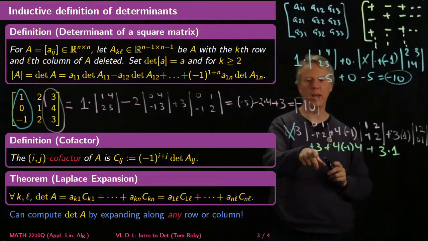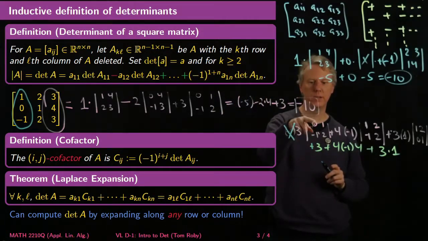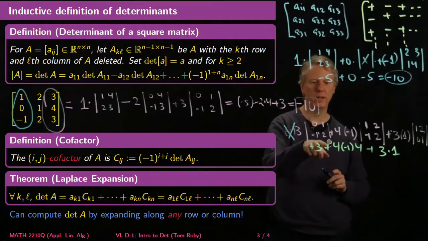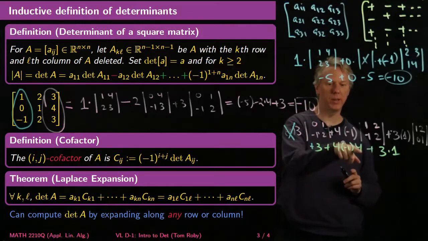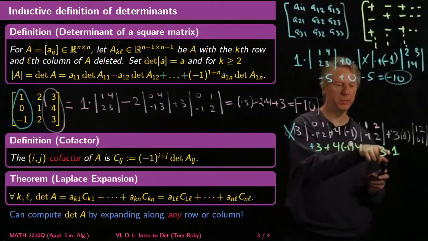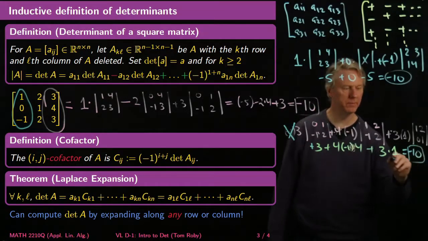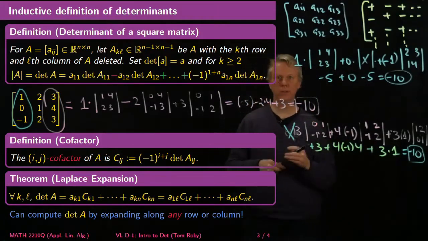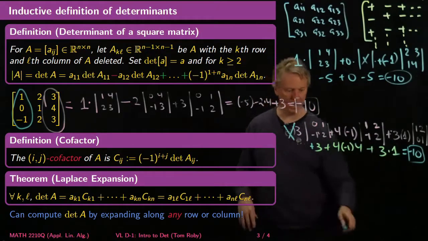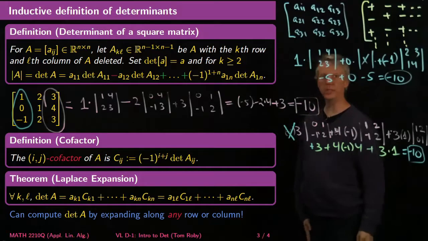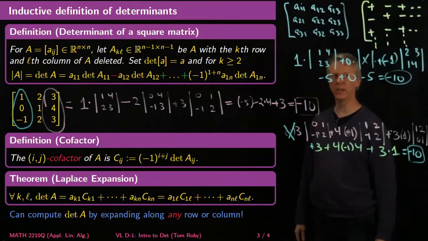And there we go. So now I have 3 times, again, this was a positive 1, plus 4 times negative 1 times 4. So this is 3 plus negative 16 plus 3. And that turns out to be exactly negative 10 again. Okay? So it's very useful that you can do this either way. And we'll see how to apply this again in the next slide.